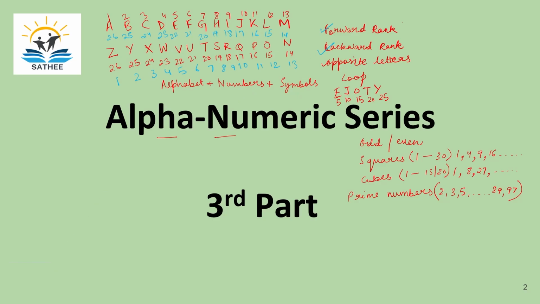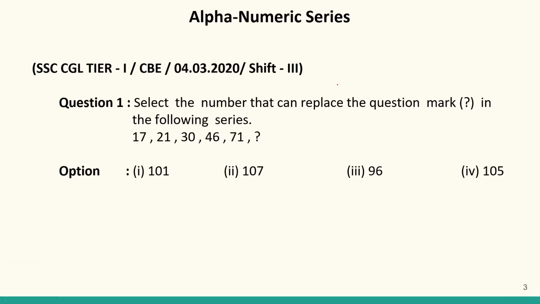Then I explained the concept of loop, that if we have to go one position forward from Z, we will always go to A. We will start again from the beginning. That is the loop concept. So I told you this shortcut AJOTY to remember the ranks. This is one method you can use, or you can also count it on your fingers. That will also help you. So after this quick recap, let us start with all the previous year questions.